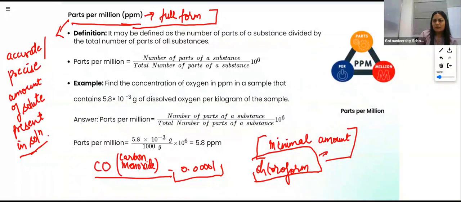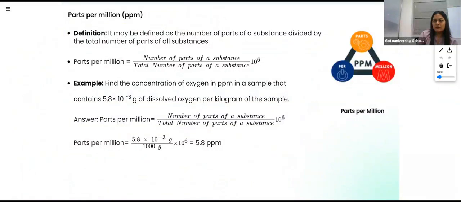For example, if we read here, find the concentration of oxygen in parts per million in a sample that contains 5.8 into 10 raised to power minus 3 gram of dissolved oxygen per kilogram of sample. Now here we have given a sample that contains this much amount of dissolved oxygen. But we have to find what is the actual concentration of oxygen present in this sample.